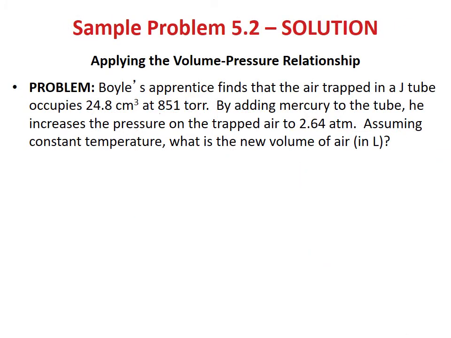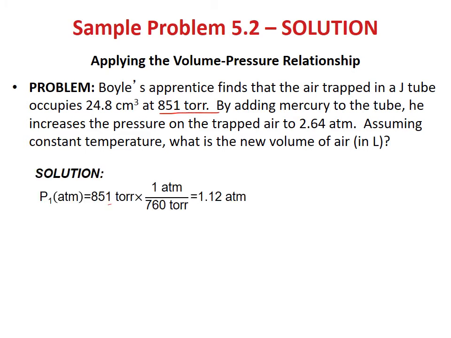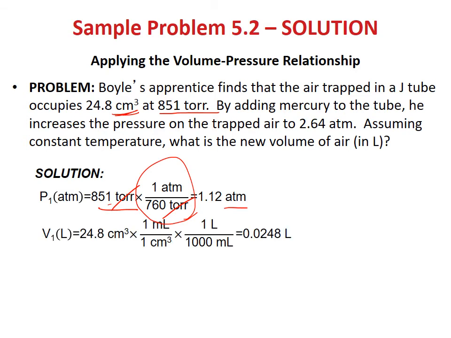First, let's convert 851 torr to atmosphere. So we start with torr. We use 1 atmosphere equals 760 torr as a conversion factor. So torr cancel, giving you atmosphere. Next, we convert cubic centimeter to liter. We first convert to milliliter. So 1 milliliter per 1 cubic centimeter. Now we have milliliter, and then 1 liter per 1000 milliliter. So milliliter cancels, giving you liter.